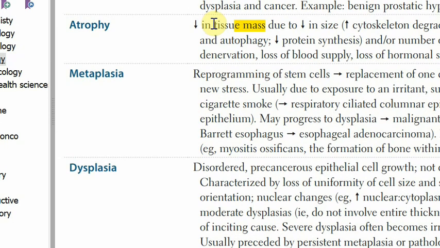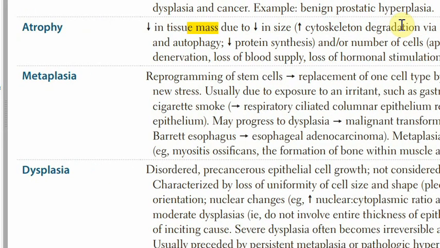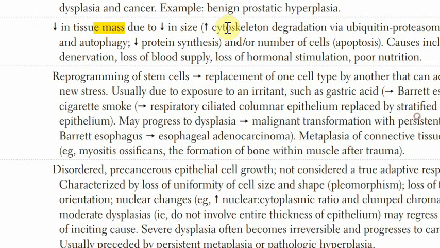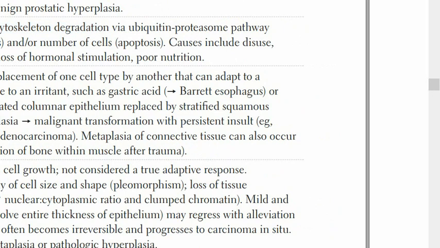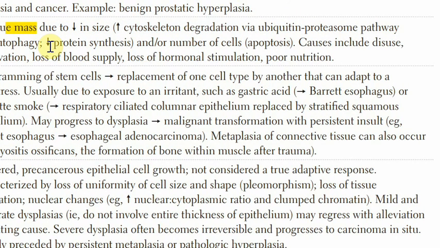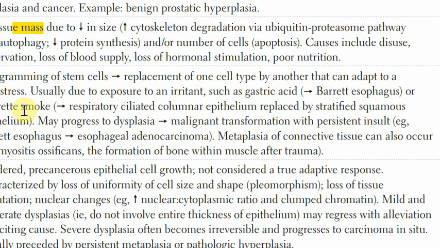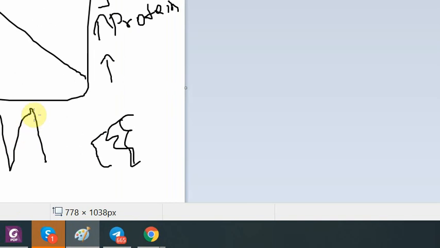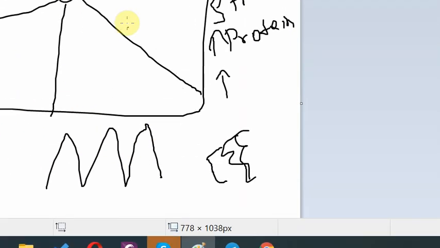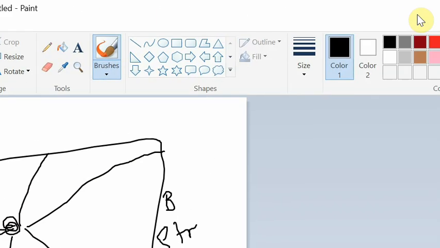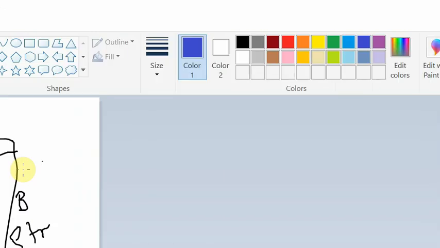So there will be a decrease in the tissue mass due to the decrease in size. And that decrease in size will happen due to something written in a weird way in First Aid, but it's super easy. I will be explaining to you. Don't worry. So let's read how it's explained in First Aid. Increased cytoskeleton degradation via the ubiquitin proteasome pathway and autophagy. Decreased protein synthesis. When you first read it, it does not make sense. But let's go back to our beautiful picture here. Remember the cytoskeleton?